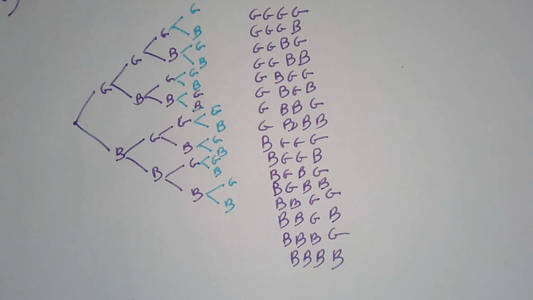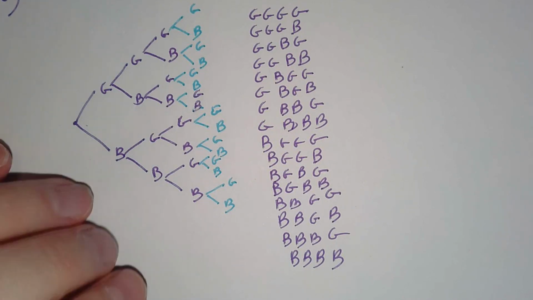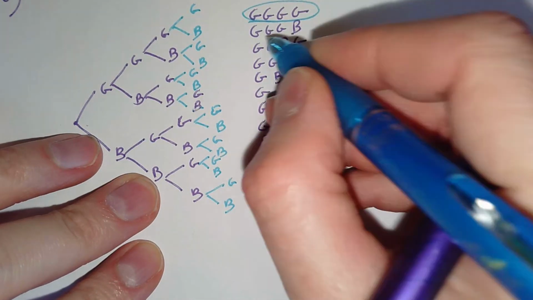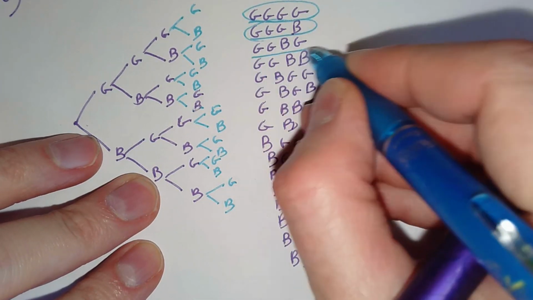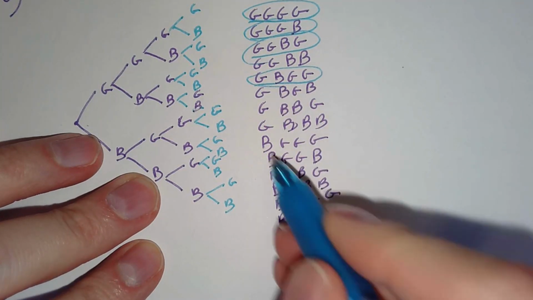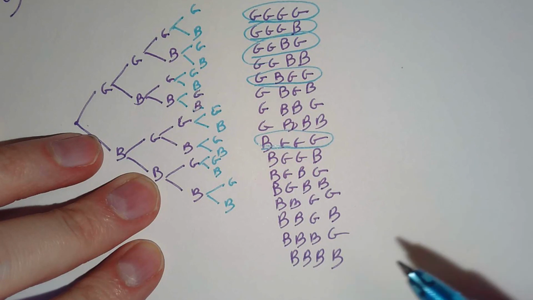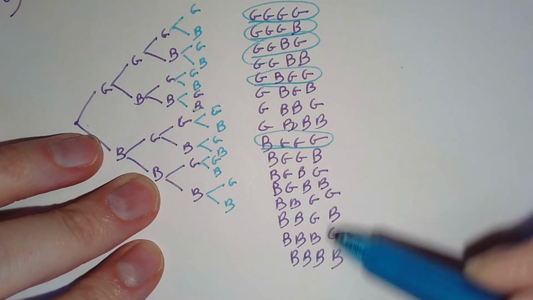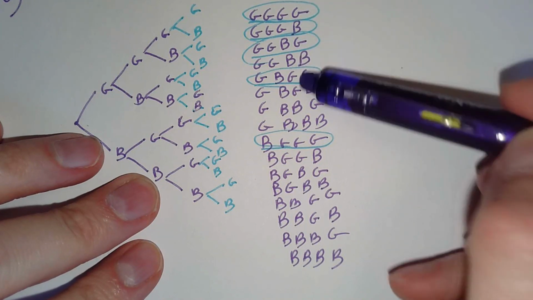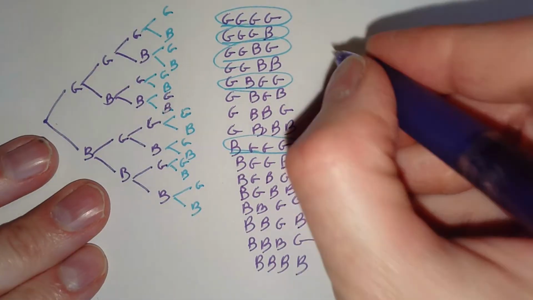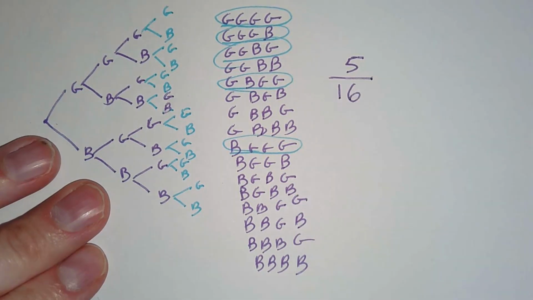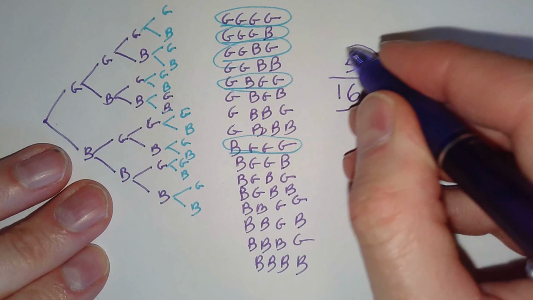And we want to know that 3 or more of the children are female. So 3 or 4. There's 4, there's 3, there's 3, there's 3, there's 3, and that's it. So we have 1, 2, 3, 4, 5 ways you can have 3 or more girls. There's a total of 16. So our probability would be 5 over 16.